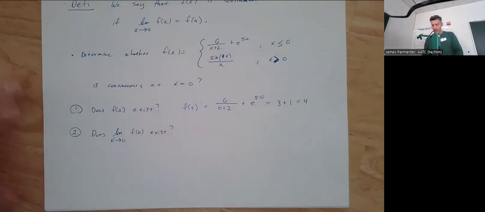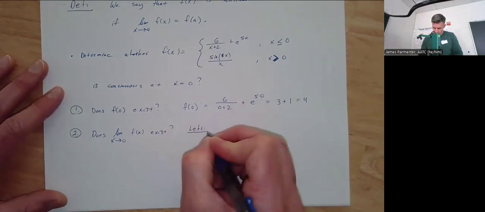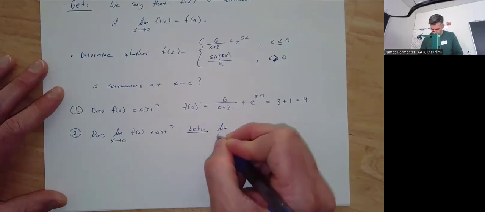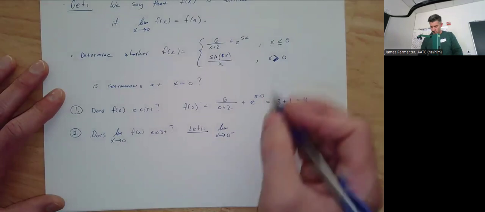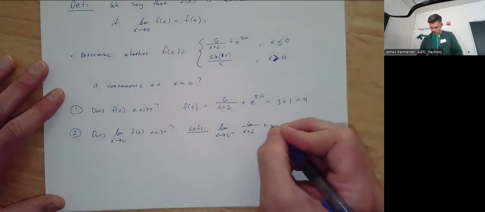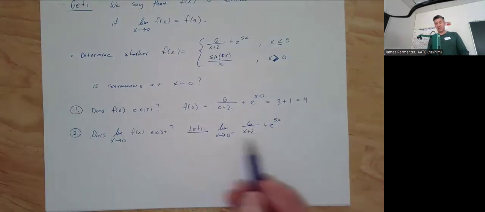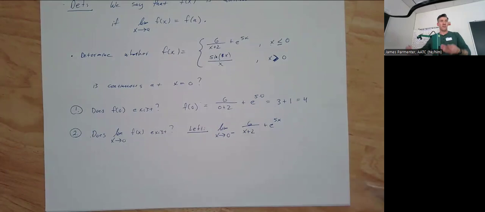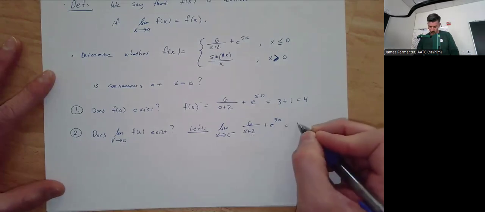Well, left hand to right hand. For the left-hand limit, we're going to have the limit as x approaches 0 from the left of the piece where x is less than 0. So it's the same piece of the function we just used. And we're pretty confident that we're going to get the same value, right? Because if you're evaluating this limit, the first thing you're going to try to do is just plug in the 0 and get 6 divided by 2 plus e to the 0, which is going to be 4.